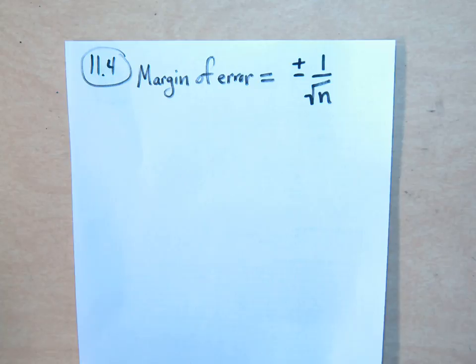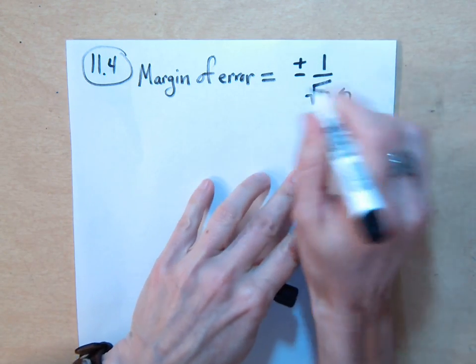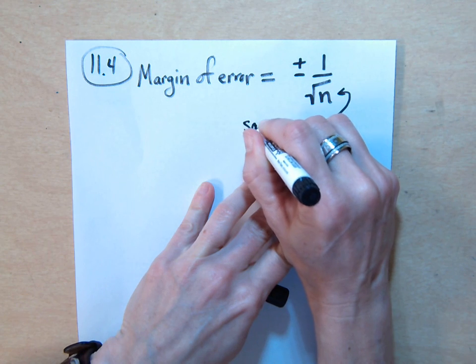about being able to find the margin of error, or given the margin of error, finding the sample size. So there is a formula you need to remember. For margin of error, it's very short and simple. It's simply plus or minus 1 over the square root of n. And in this case, n is the sample size.